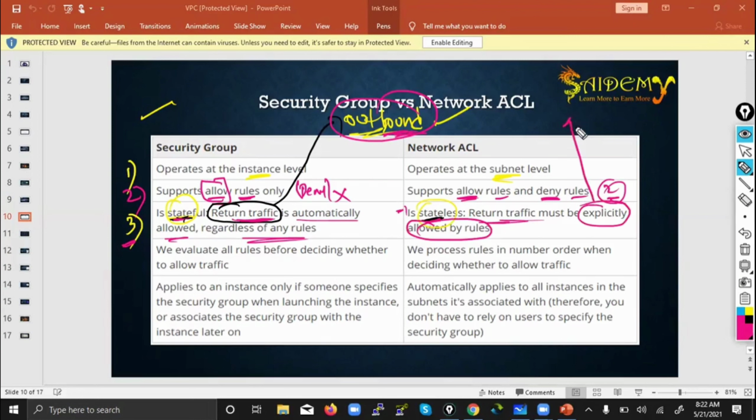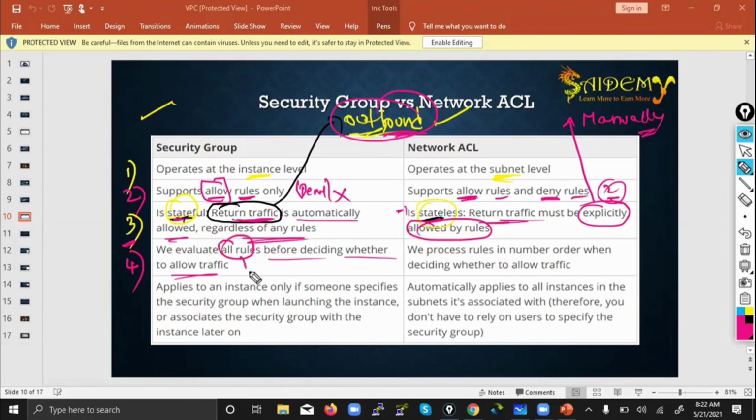Whereas stateless means outbound traffic must be explicitly allowed. Explicitly means manually. We have to allow it manually. When you create a custom NACL, what happened? By default, it is denied. We changed it to allow by adding some ports. And then we evaluate all rules before deciding whether to allow traffic.